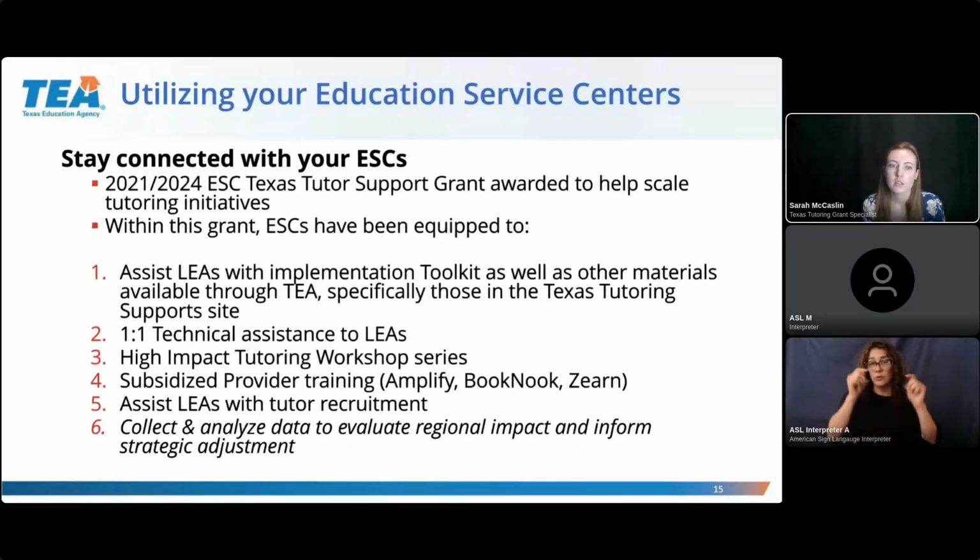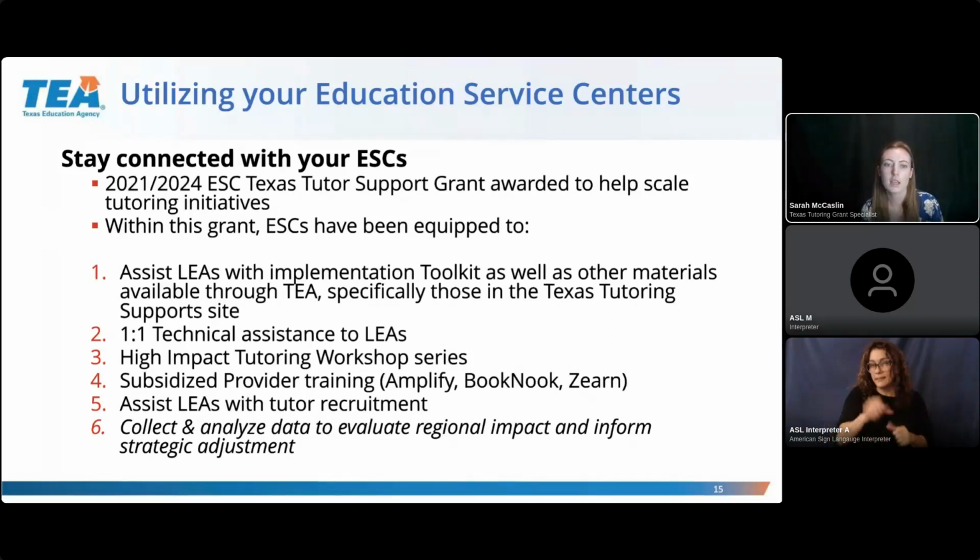The agency has developed a HIT workshop, and ESCs have turned that around to be able to provide it to you all. Subsidized provider training, the same thing. Amplify, Booknook, and Zern have trained our ESCs to be able to either facilitate or train-the-trainer method, give your teachers, your tutors the training that they need to be successful as they're working with student groups in Amplify, Booknook, and Zern. They're also able to assist LEAs with tutor recruitment supports.